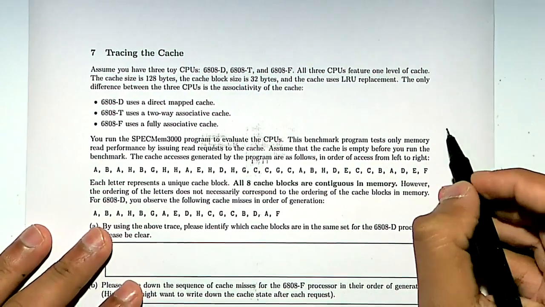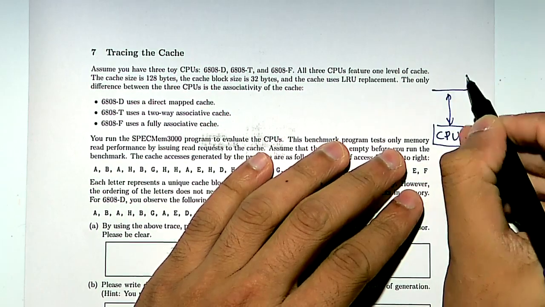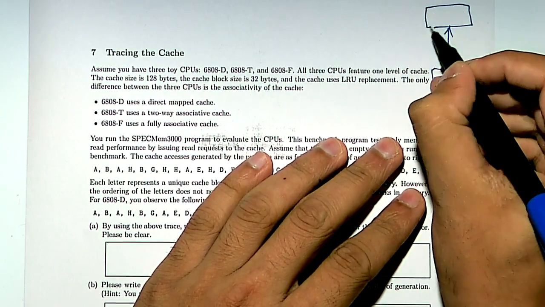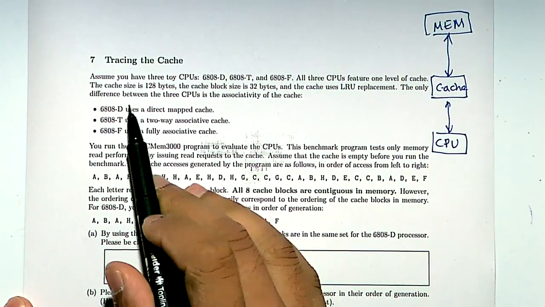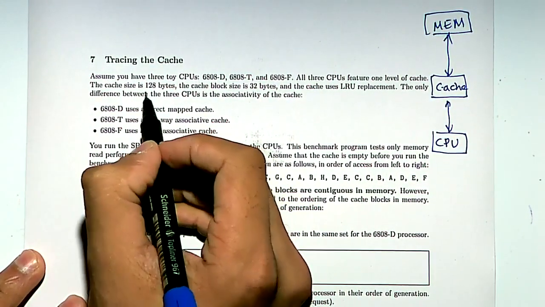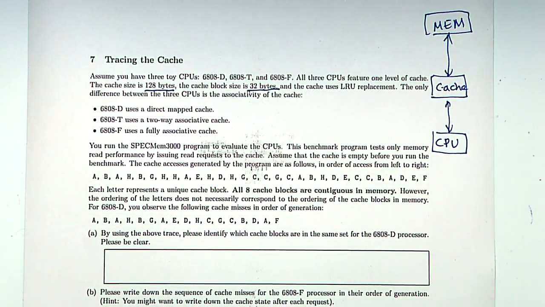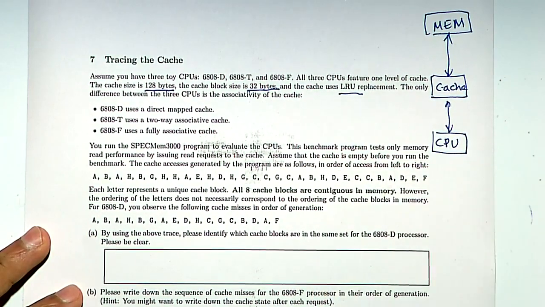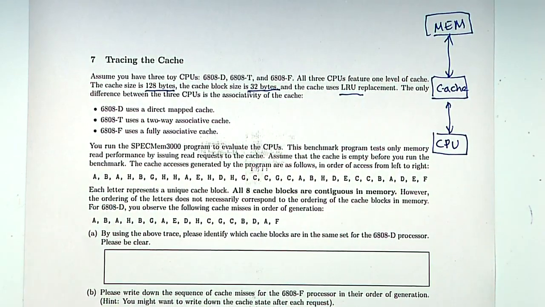So the system looks sort of like we have a CPU here, and then we have an interface to a cache, and then the cache interfaces with memory. And so each one of these CPUs has a different type of cache, right? We're given that the cache size is 128 bytes, and the cache block size is 32 bytes. So that tells us that precisely four blocks fit in one of the caches, right? And we also know that the cache uses the least recently used replacement policy. So the only difference between these three caches is the associativity.